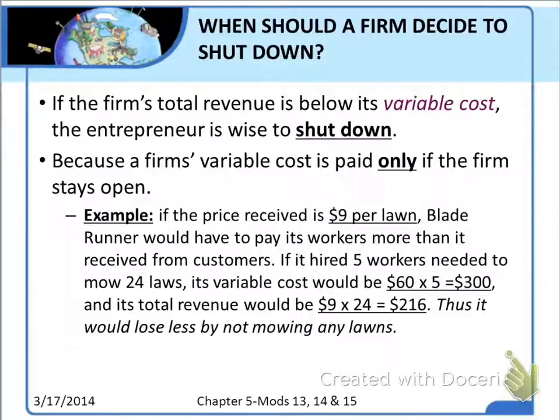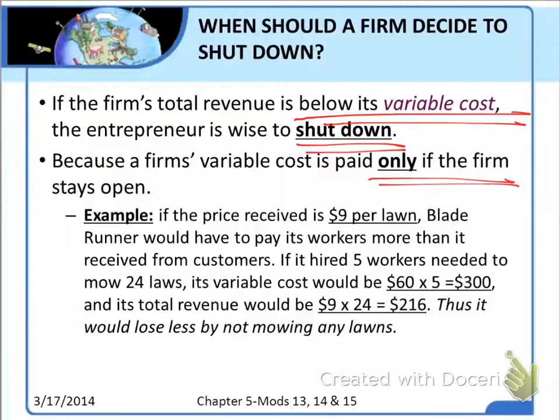If the firm's total revenue is below its variable cost, the entrepreneur is wise to shut down the firm. Why is this the case, though? Because a firm's variable cost is paid only if the firm stays open. Only if it stays open. If the variable cost that can be avoided by shutting down is larger than the revenue to be gained by staying open, losses are minimized by shutting down.